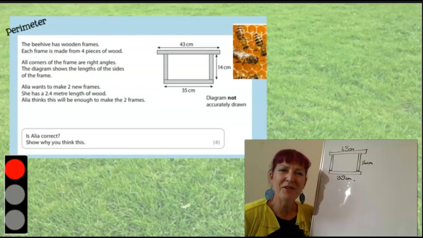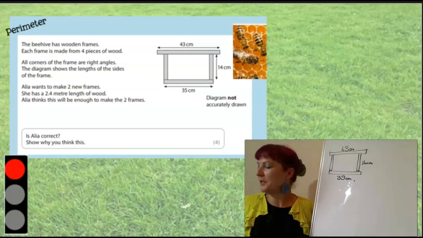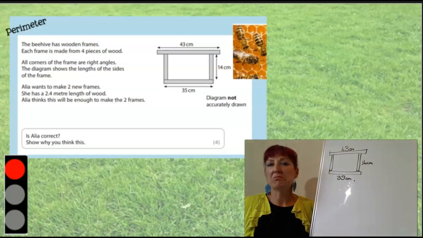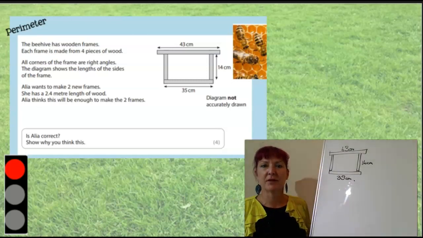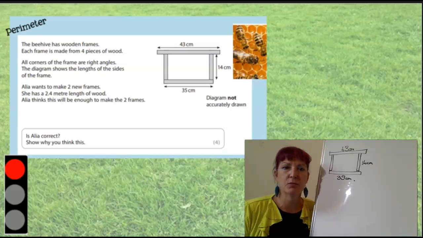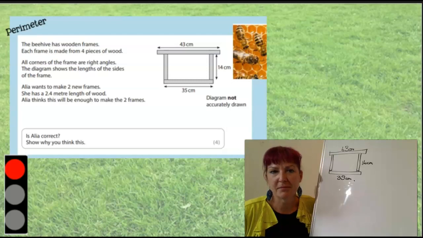So, often they'll ask questions about things that they think we have absolutely no idea about. I don't know a lot about bees, but I do know a bit about maths, so I'm going to look for the maths. The beehive has a wooden frame. Okay. Not really maths there.